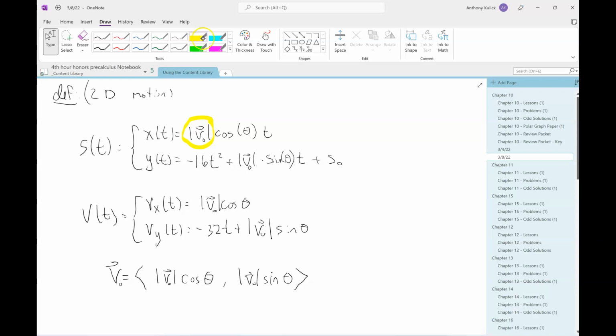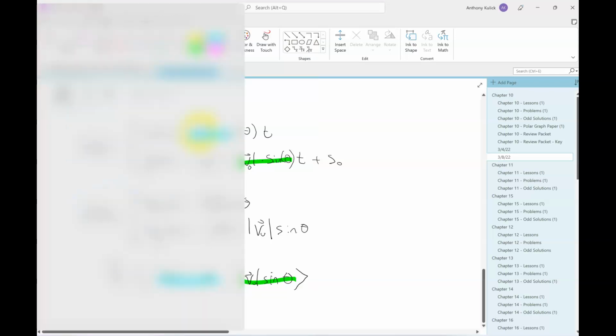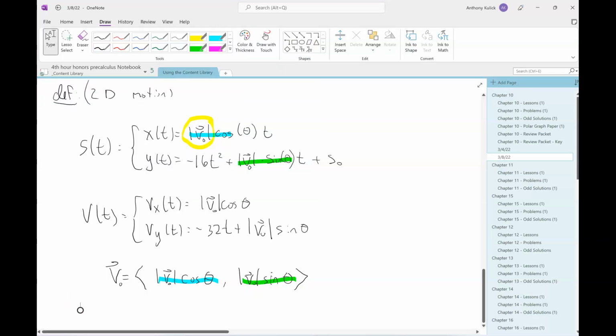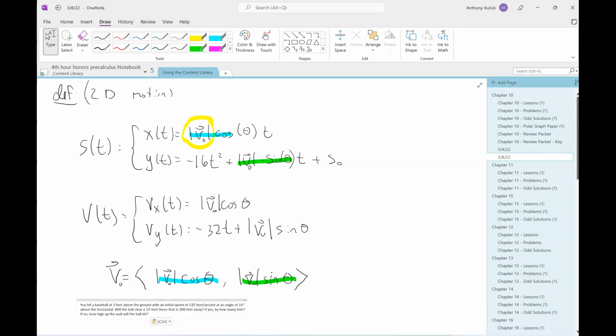So really, what do I have here but just the x component of my velocity, of my initial velocity. And right here is just like the y component of my initial velocity. Basically, in the problems you're going to see, you will not really have to deal with the vector idea. Let's do an example. Sound good?